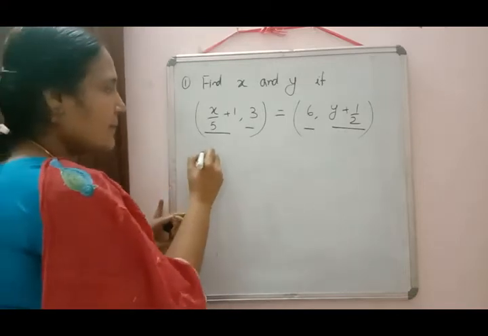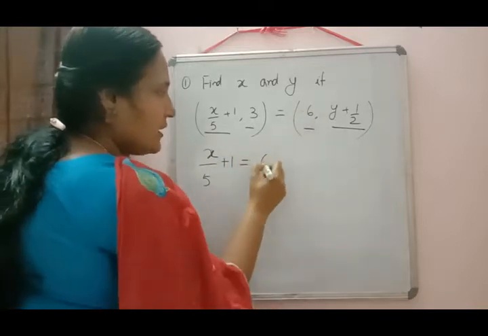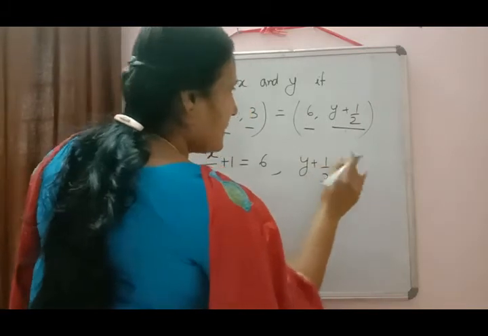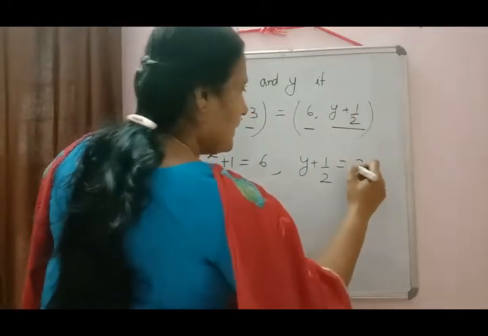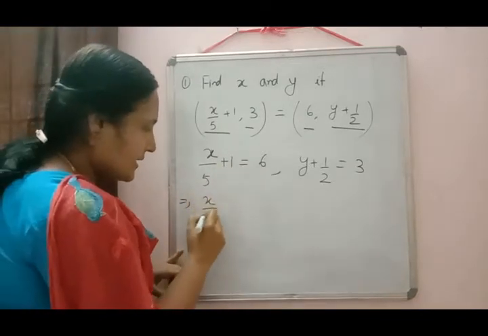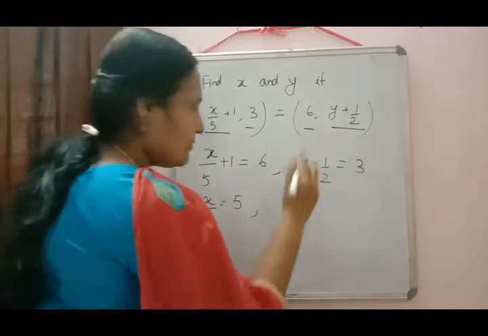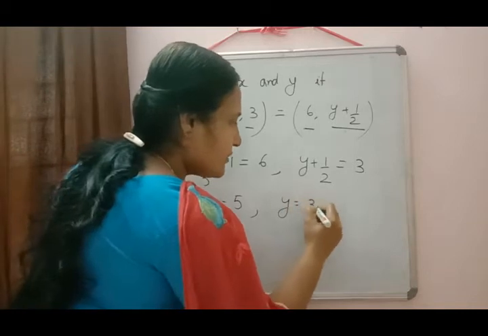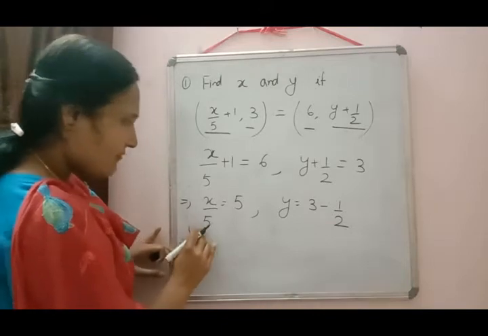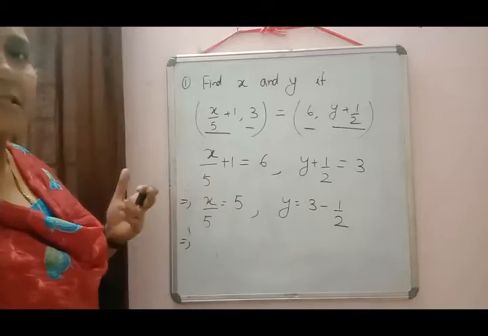So now we can equate them. The first one is x by 5 plus 1 should be equal to 6. Similarly, the second element, that is y plus 1 by 2, will be equal to 3. So we can simplify this. 1 we can shift to the right hand side, then it will be equal to 6 minus 1, 5. And here 1 by 2 we can shift to the right hand side. So it will be equal to 3 minus 1 by 2. Here 5 we can shift to the right hand side. Here 5 is in the denominator. When you change the position, it will go to the numerator.